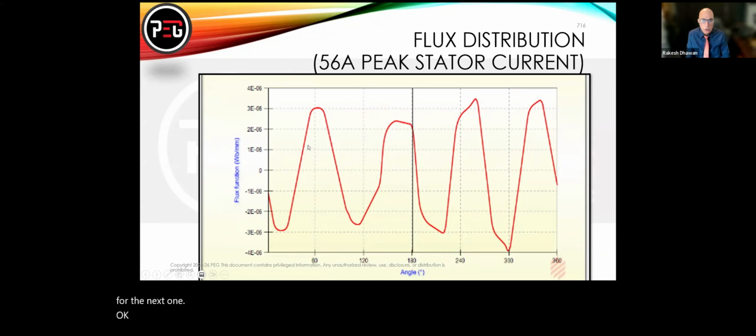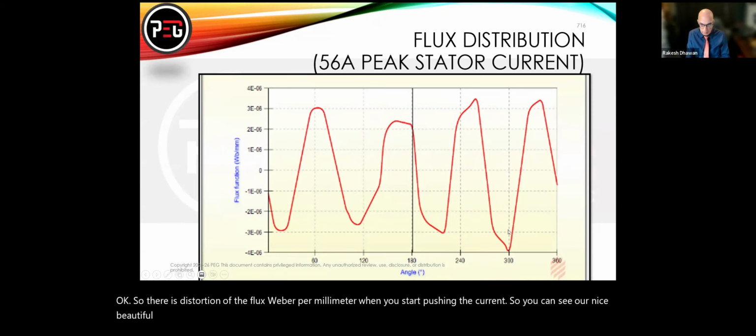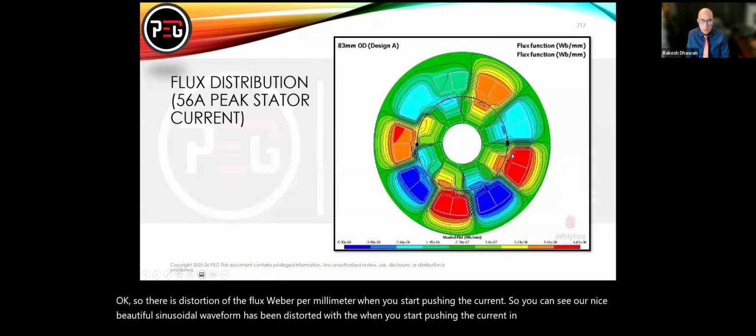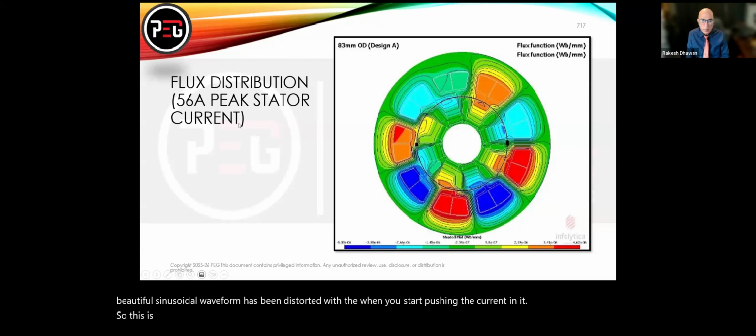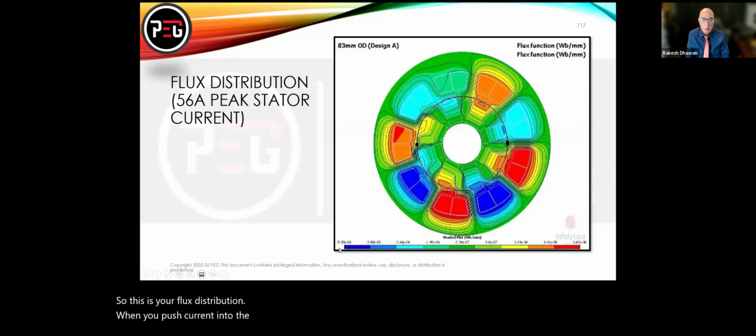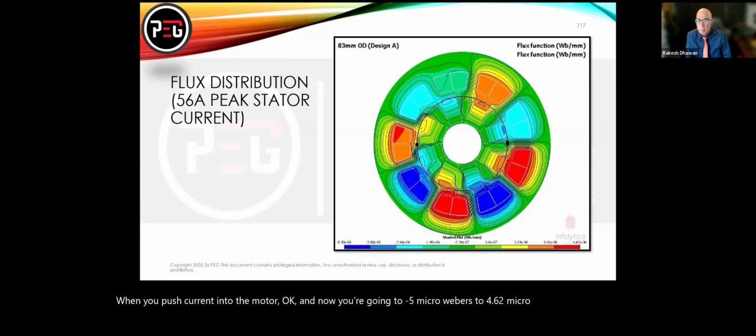Okay, so there is distortion of the flux Weber per millimeter when you start pushing the current. So you can see our nice, beautiful sinusoidal waveform has been distorted when you start pushing the current in it. So this is your flux distribution when you push current into the motor. Okay, and now you're going to minus 5 microwebers to 4.62 microwebers per millimeter.